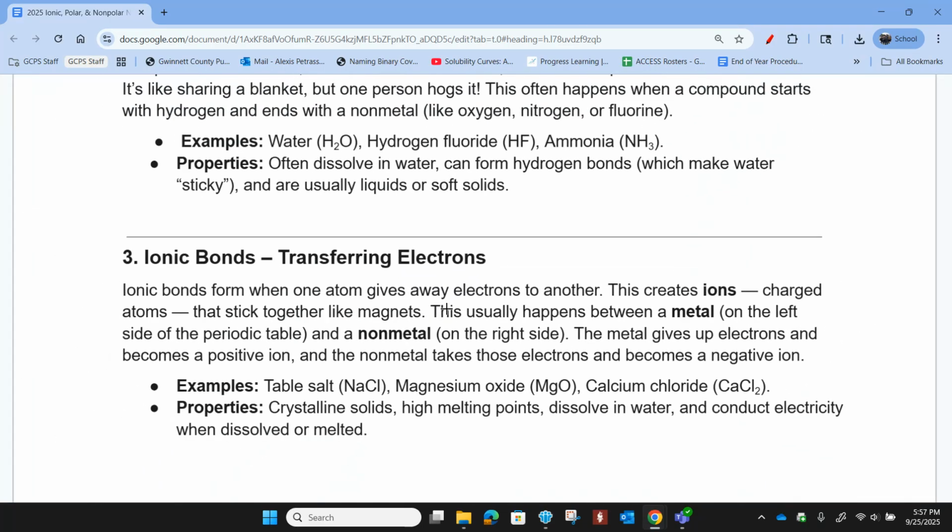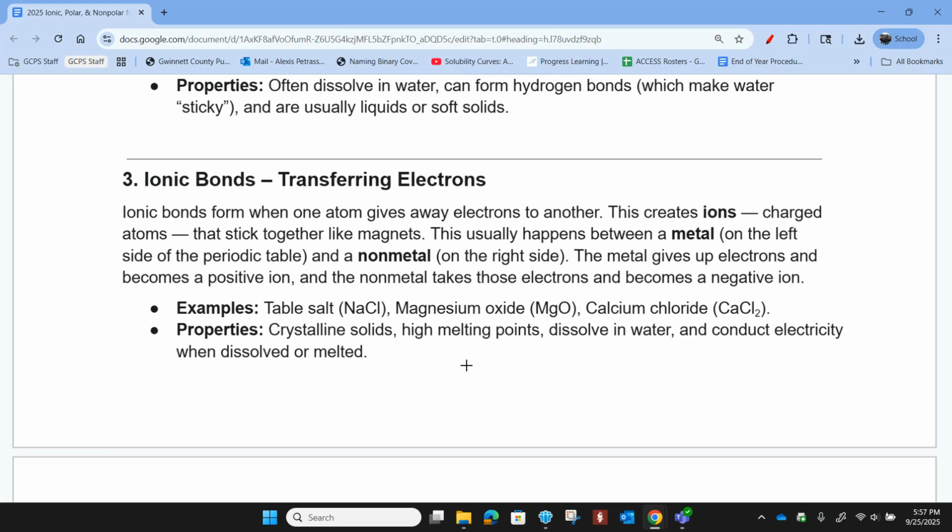Okay, so now let's go to ionic. Nonpolar and polar, we're only focusing on nonmetals. Ionic has a metal. In the word ionic, you see the word ion. If you ever have ionic or ion, you've got to think of plus and minus, positive and negative charges. Positive always goes with metal. Negative always goes with nonmetal. So basically, ionic always has a metal and a nonmetal.